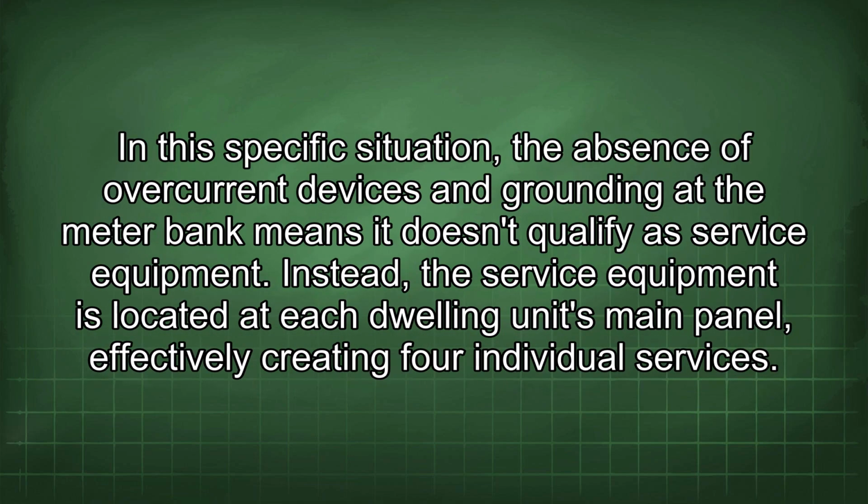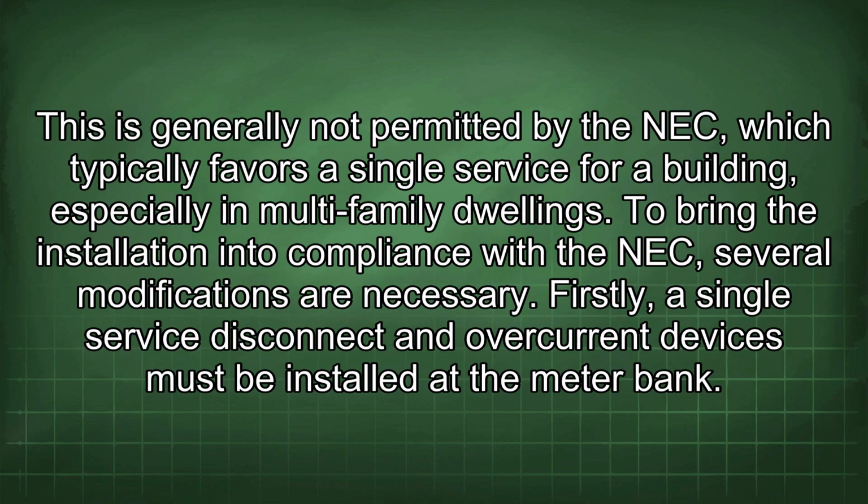In this specific situation, the absence of overcurrent devices and grounding at the meter bank means it doesn't qualify as service equipment. Instead, the service equipment is located at each dwelling unit's main panel, effectively creating 4 individual services. This is generally not permitted by the NEC, which typically favors a single service for a building, especially in multi-family dwellings. To bring the installation into compliance with the NEC, several modifications are necessary.